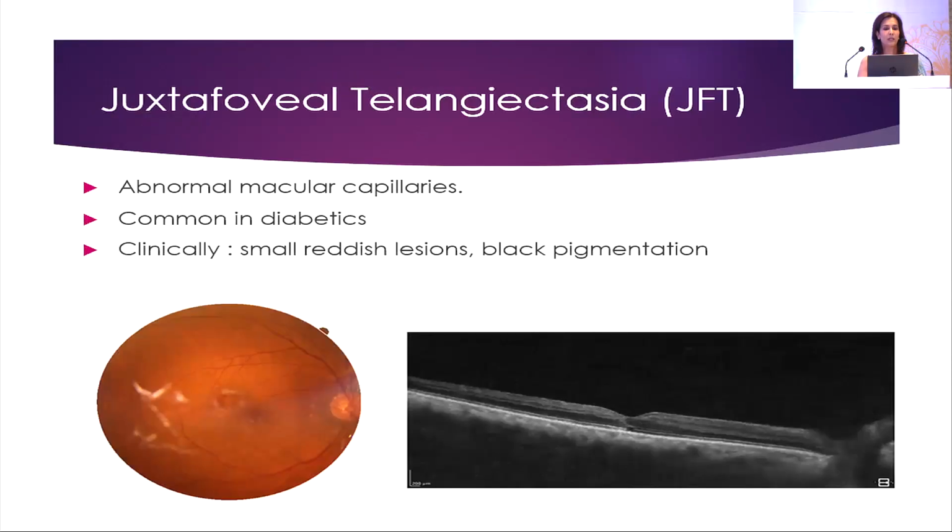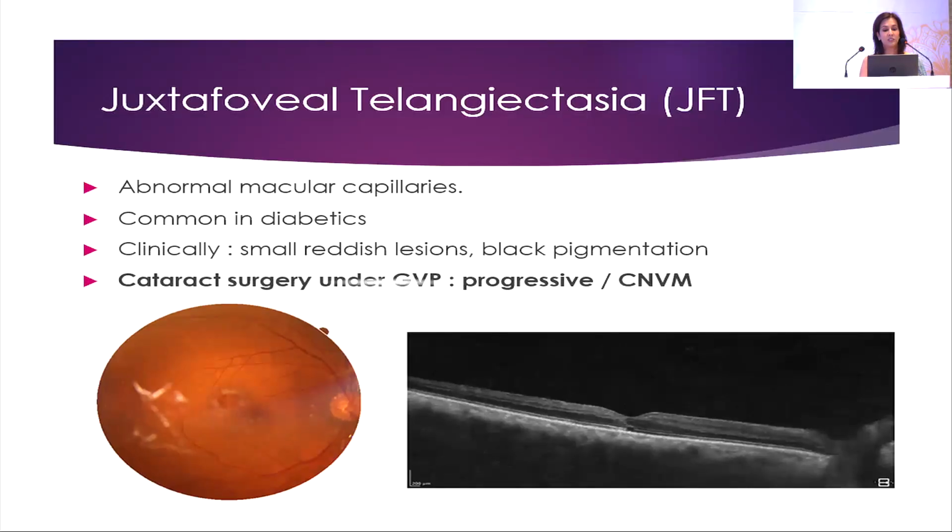Very important topic, a MACTEL or a JFT, because here you will see an absolutely silent fundus. You will not see much, maybe here one or two small reddish lesions or a small patch of black pigmentation. But these patients, once you do an OCT, you will find a lot of findings. You might find loss of the IS-OS junction, you will find an ILM drape or a foveal thinning. And here you have to tell the patient, because you do a cataract surgery, but the patient may still lose vision eventually because it's a progressive disease and may form a CNVM later on.